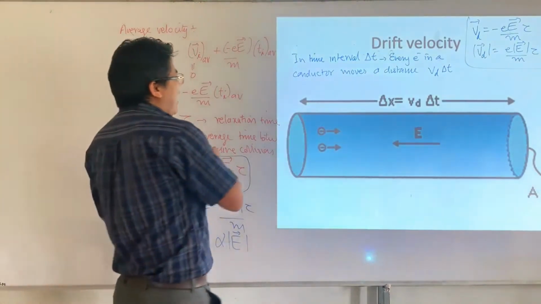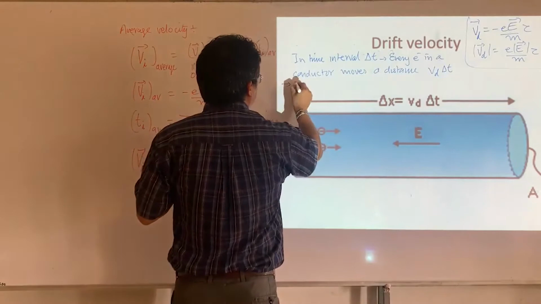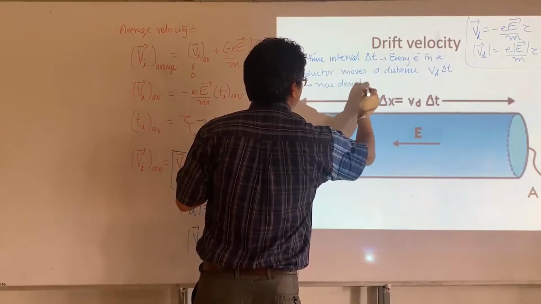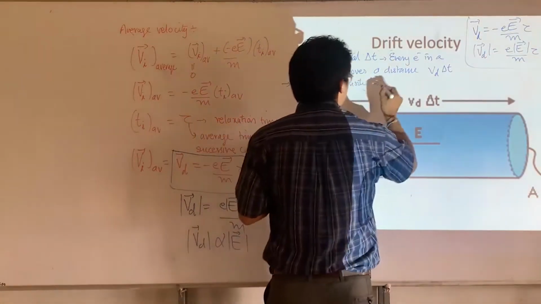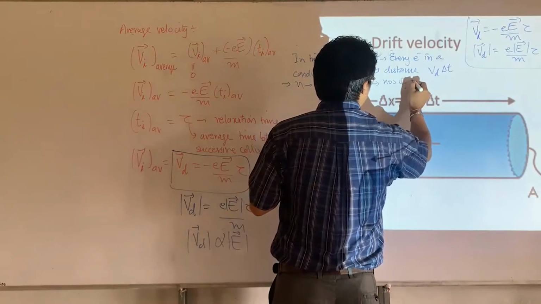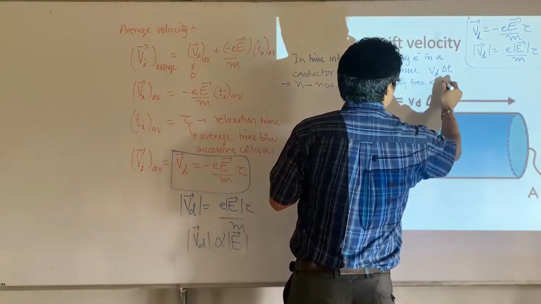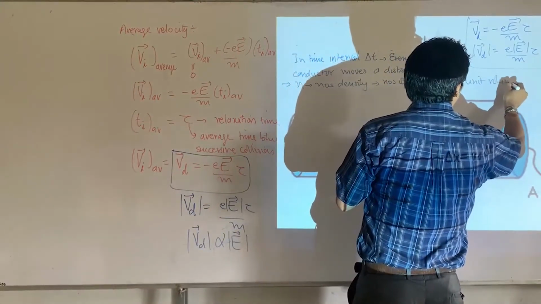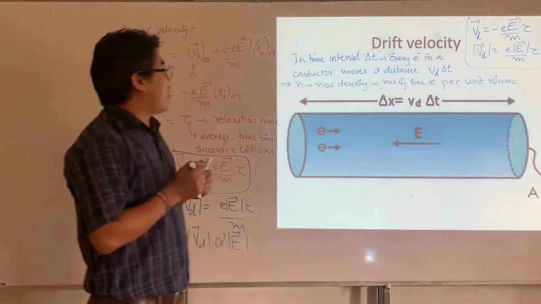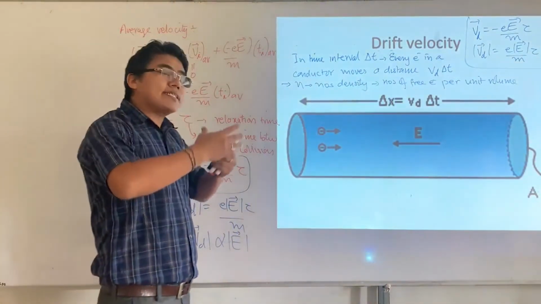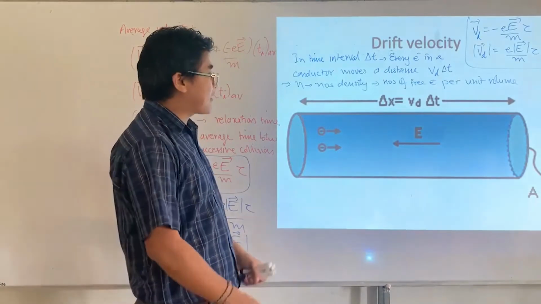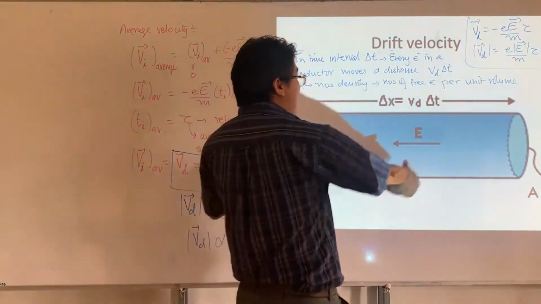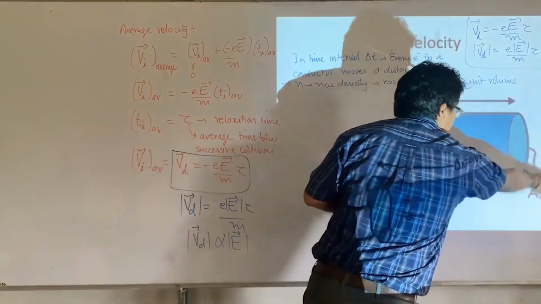Now let's say small n is the number density. Number density refers to the number of free electrons per unit volume. Look here. Now in a time interval delta t, the number of free electrons found within this volume cross this area.